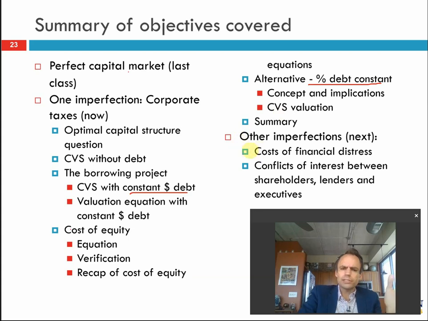And why not is that when you take on debt, you increase the costs of financial distress. That is some loss in firm value associated with being in a distressed state. And there are also conflicts of interest between shareholders, lenders and executives. And that all goes into the mix to determine an optimal capital structure. I look forward to our discussion.